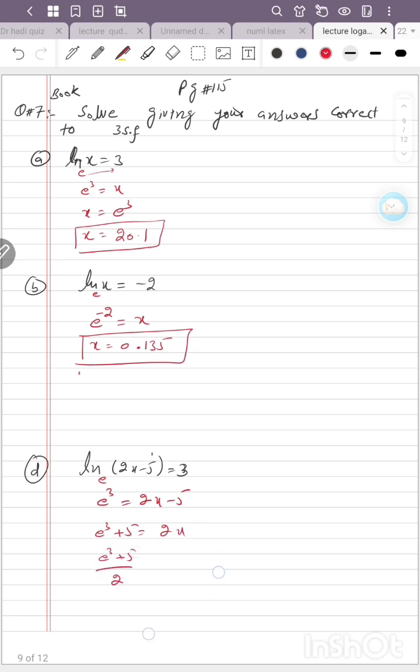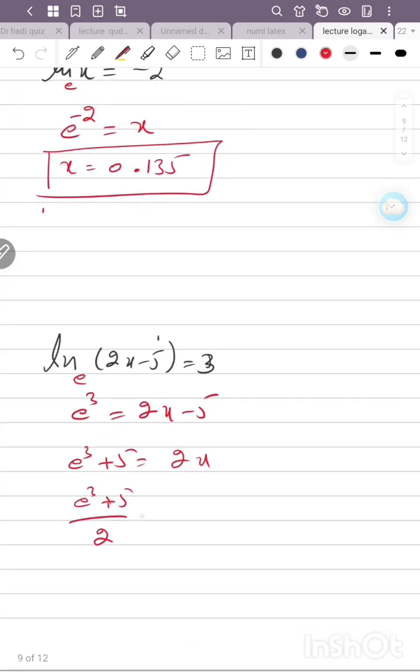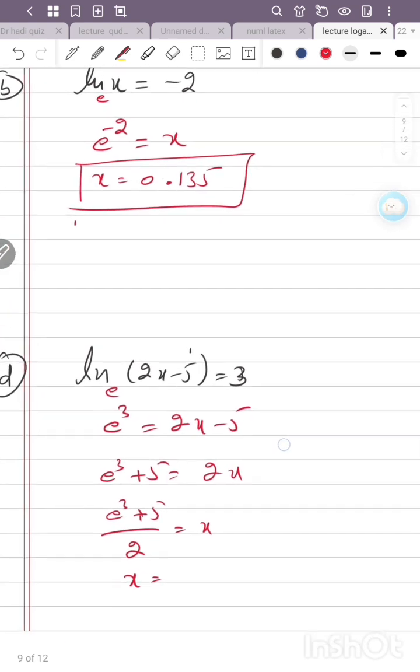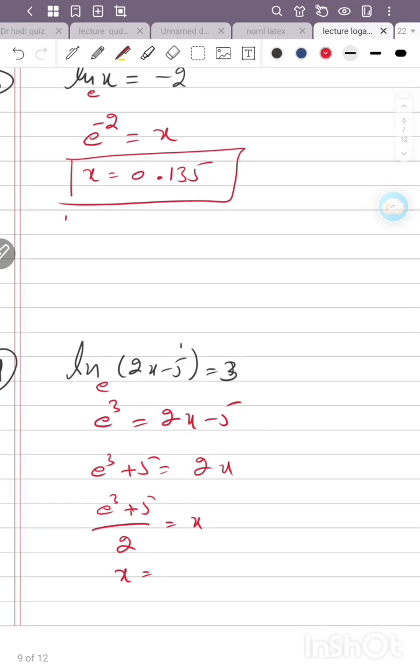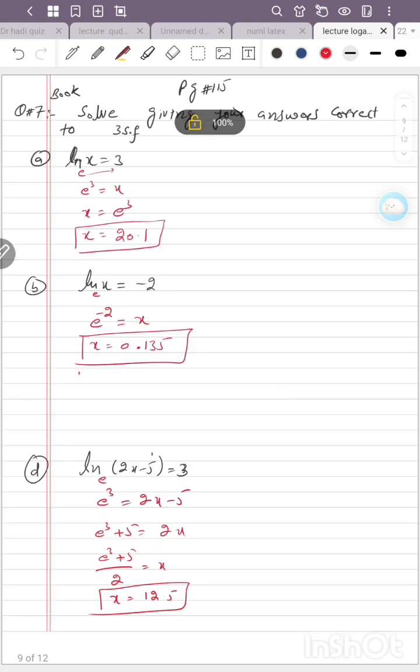Here I had to zoom it. It will be x, and we got the answer. If we use the calculator, we get x = (e^3 + 5)/2. Now our answer is 12.5. These are our answers. Okay, we have to complete question number 7 from the books.